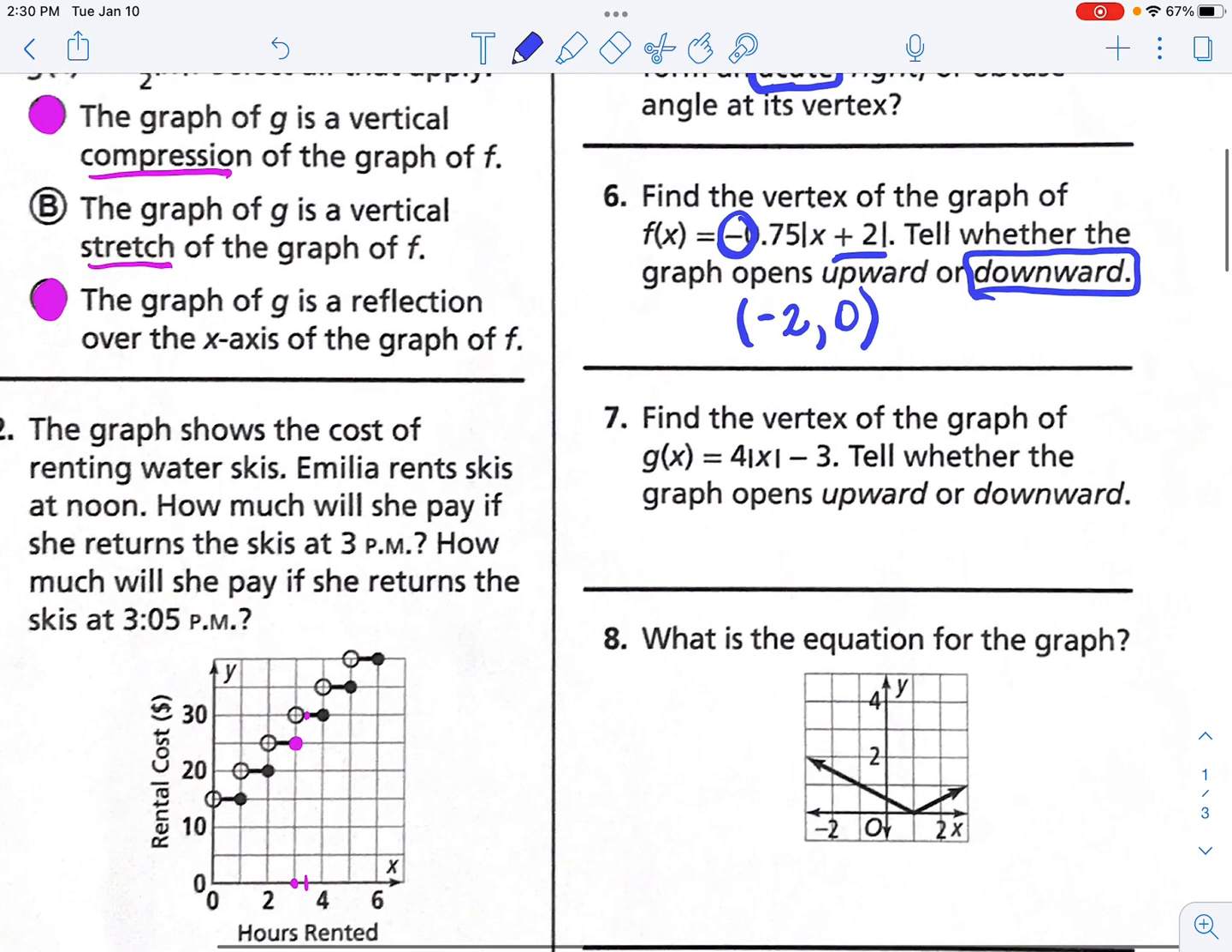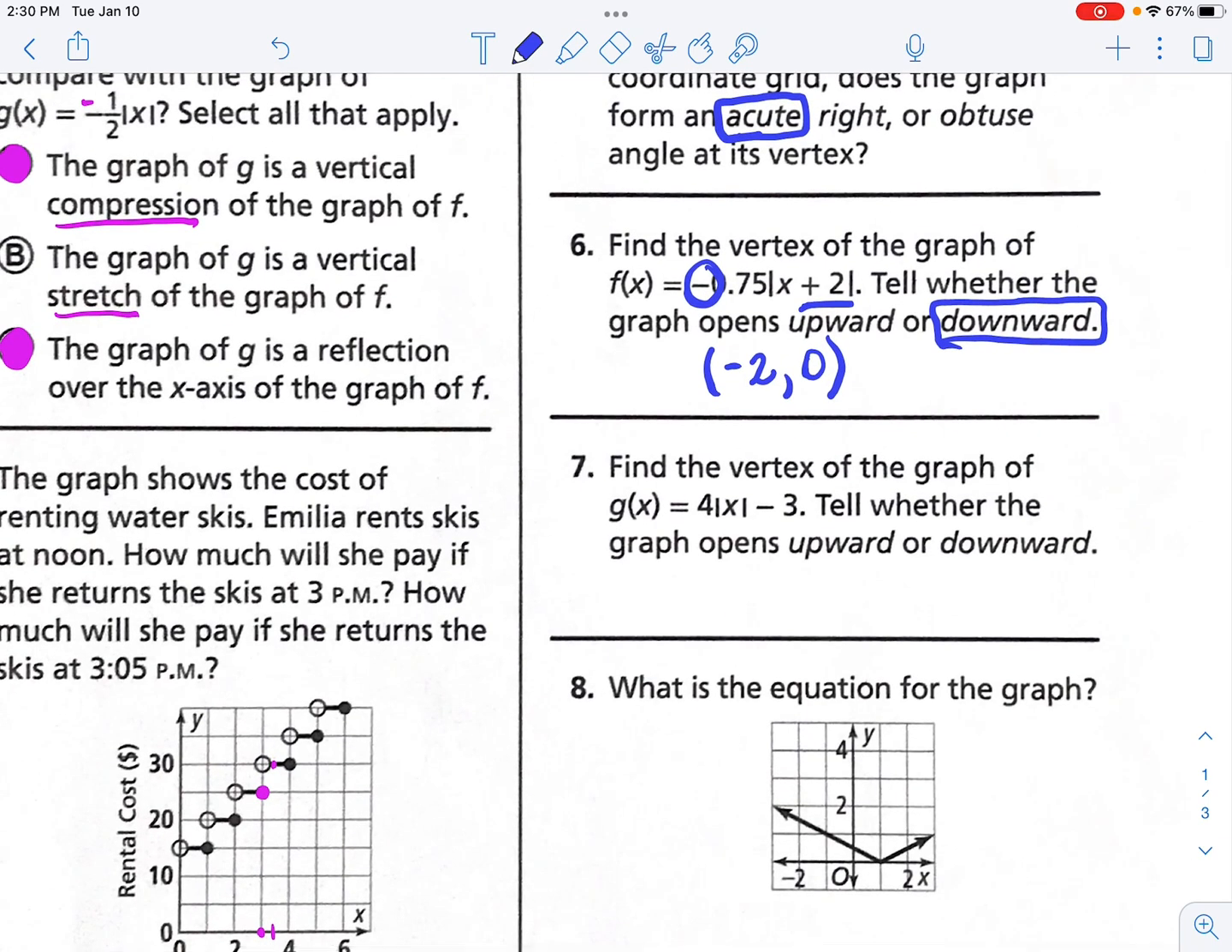Number 7, find the vertex of the graph. So again, same kind of question, but here notice on this one we're subtracting the 3 outside of the absolute value, and there's nothing inside of the absolute value that's being added or subtracted. So this time I don't move left or right any. Again, nothing's being added or subtracted inside the grouping symbols. But the -3 means that my whole graph is going to move down 3. So then the y value would be -3.